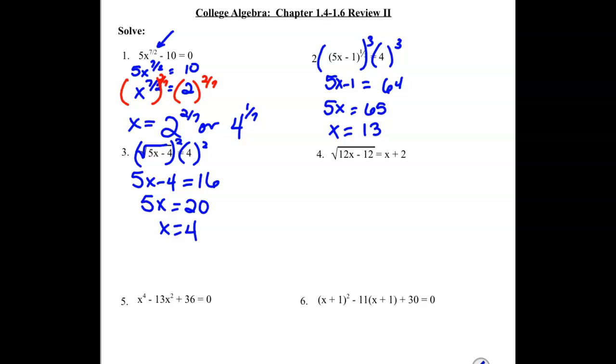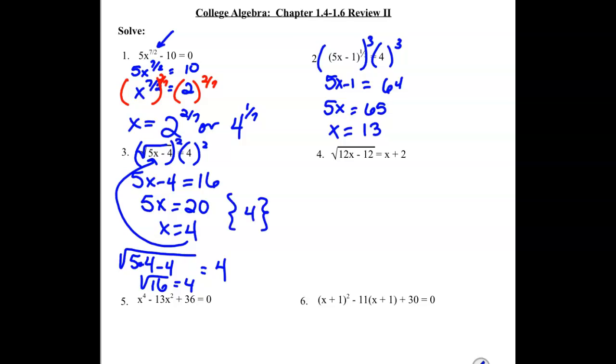It's really, really important that you guys check your solutions, because if you list something that really doesn't work, it would be marked wrong. Okay, so let's plug it in and check it. Does the square root of 5 times 4 minus 4 equal 4? Well, 5 times 4 is 20. 20 minus 4 is 16, and the square root of 16 is 4? Okay, so that is the correct solution.